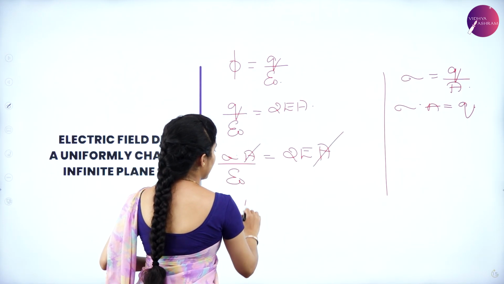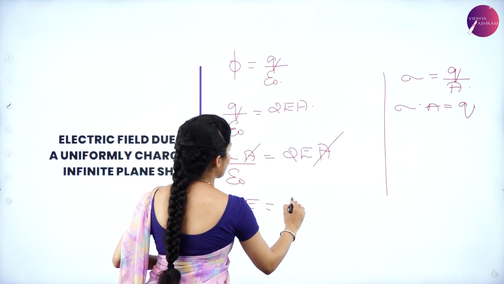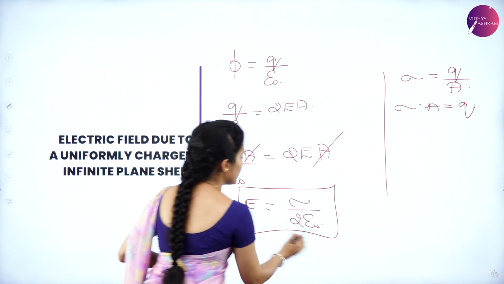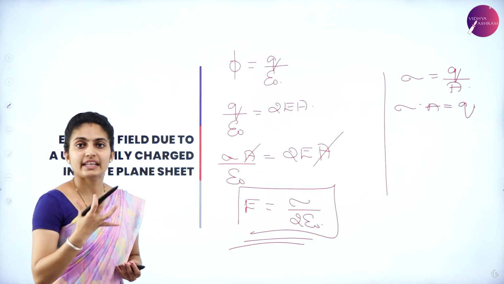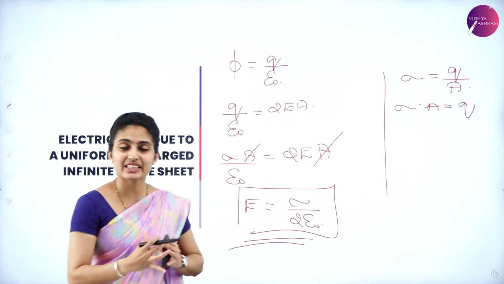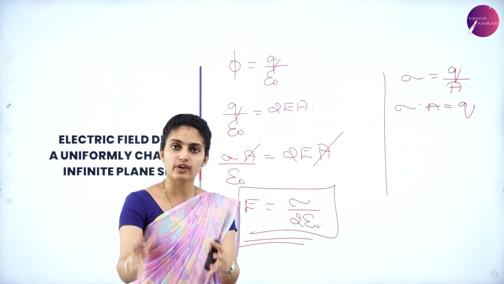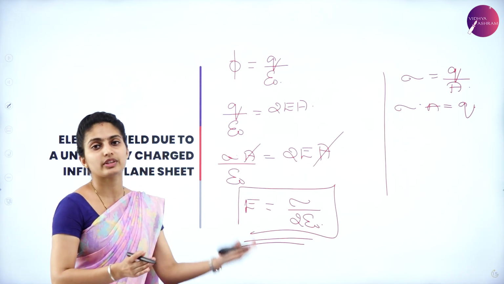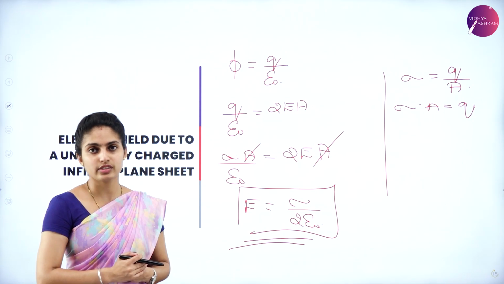A cancels with A, so what remains is E is equal to sigma by 2 epsilon naught. So this can be the equation for your plane sheet. Okay, so it's very easy. Just you'll have to get the flux with the help of a diagram and equate the same flux with Q by epsilon naught, that is Gauss law.